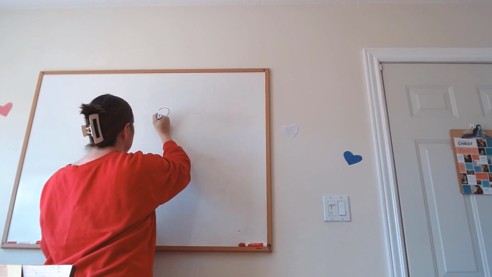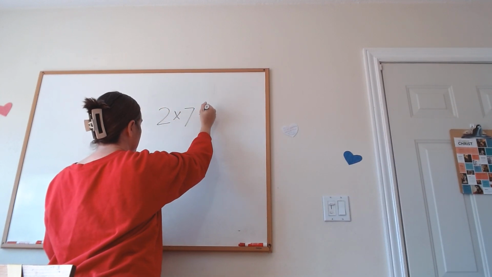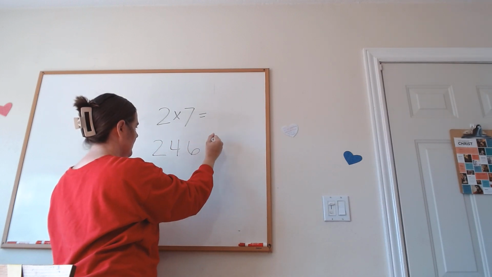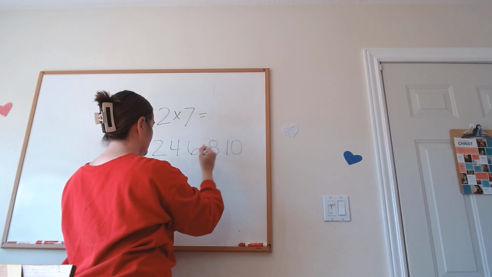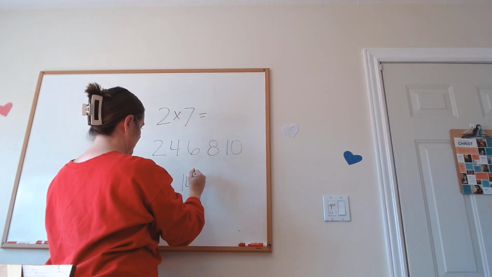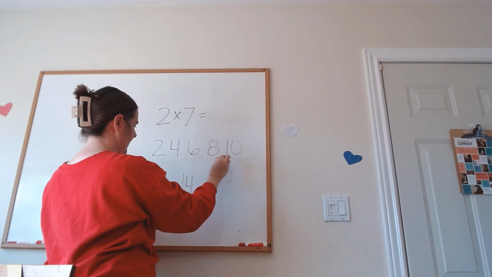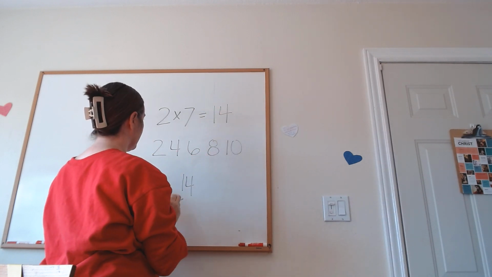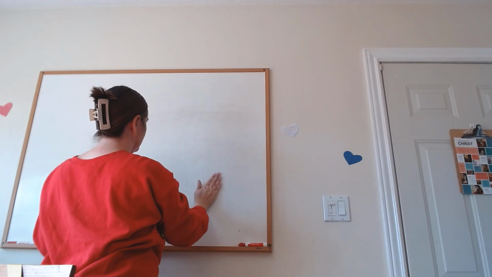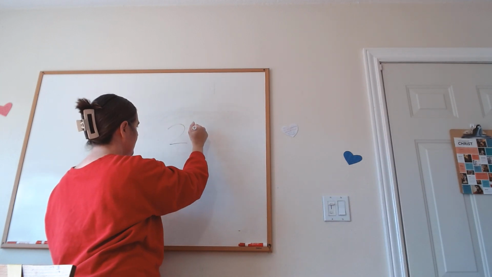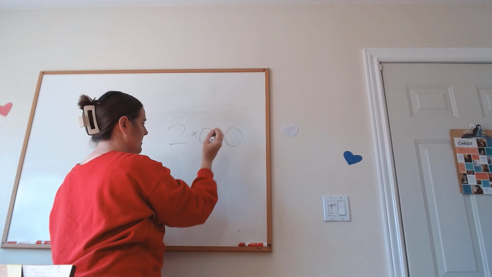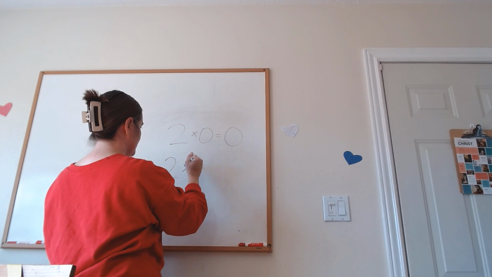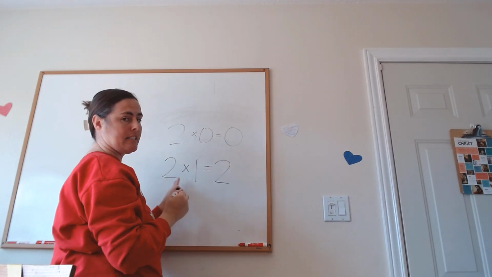So 2 times 7, and now we could skip count. 2, 4, 6, 8, 10, 12, 14. So we got 1, 2, 3, 4, 5, 6, 7. Okay. Or 2 times 0, well, remember, equals 0, because anything times 0 is 0. Or 2 times 1 is going to equal 2, because anything times 1 will be itself.